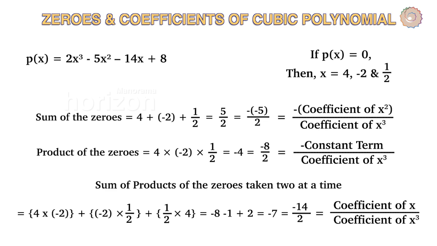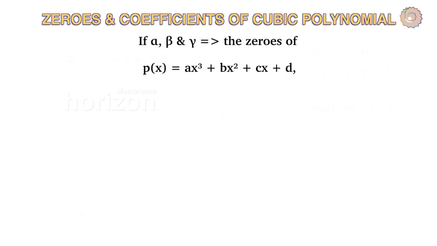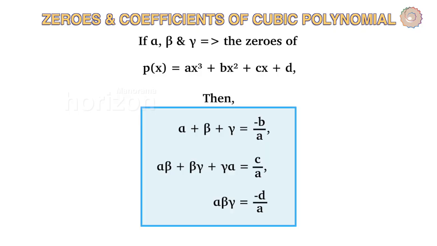We can confirm this by considering that if alpha, beta and gamma are the zeros of the polynomial p(x) = ax³ + bx² + cx + d where a is not equal to 0, then alpha + beta + gamma equals -b/a. Alpha beta + beta gamma + gamma alpha equals c/a, and alpha beta gamma equals -d/a.